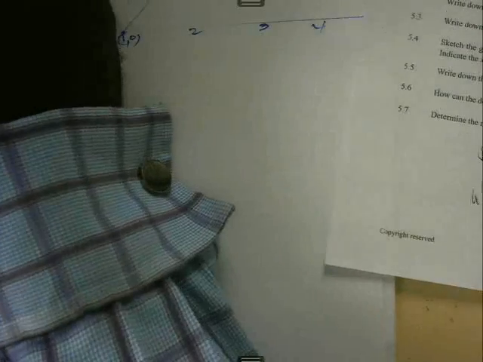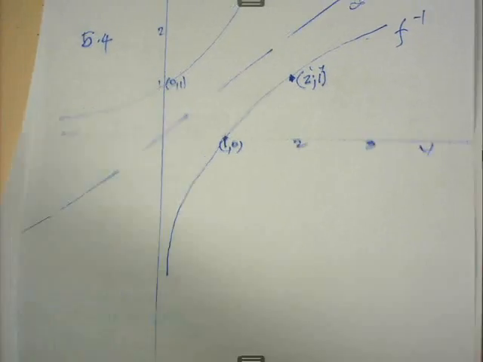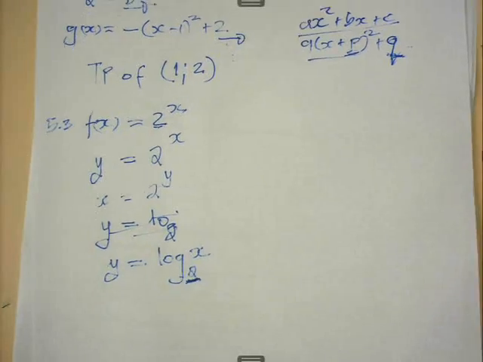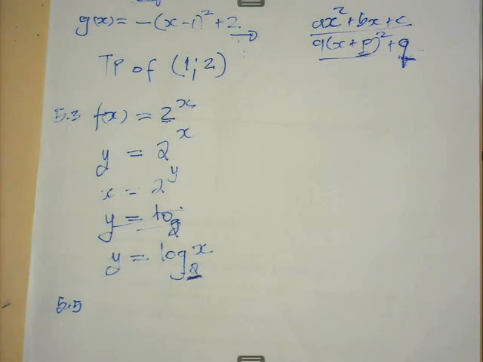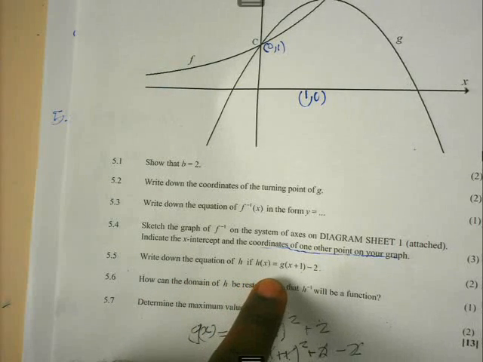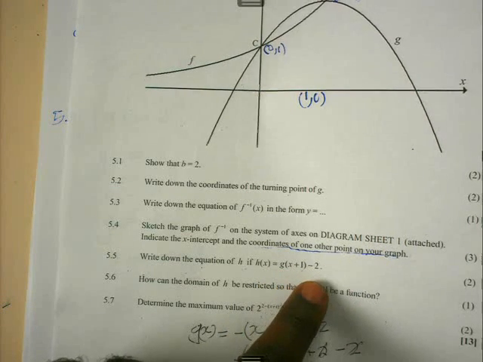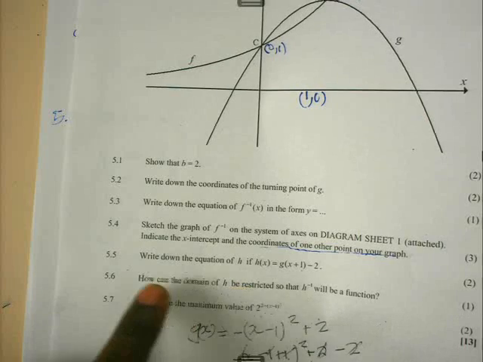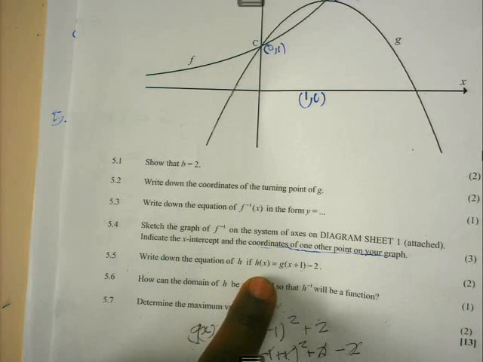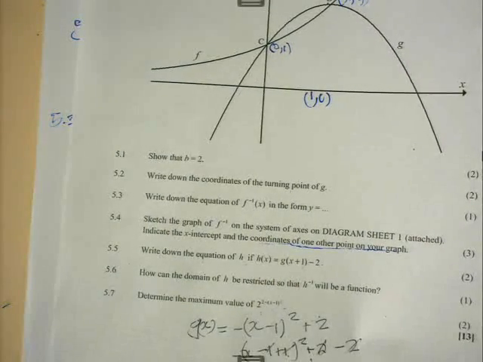Because this one was actually our 5.4. Let me write it down. That was 5.4. Now let's go to 5.5. I hope we can all see that. Let's go back to 5.5. In 5.5, the question says, write down the equation of h if h of x is equal to g of x plus 1, in brackets, minus 2. And that question carried 2 marks.